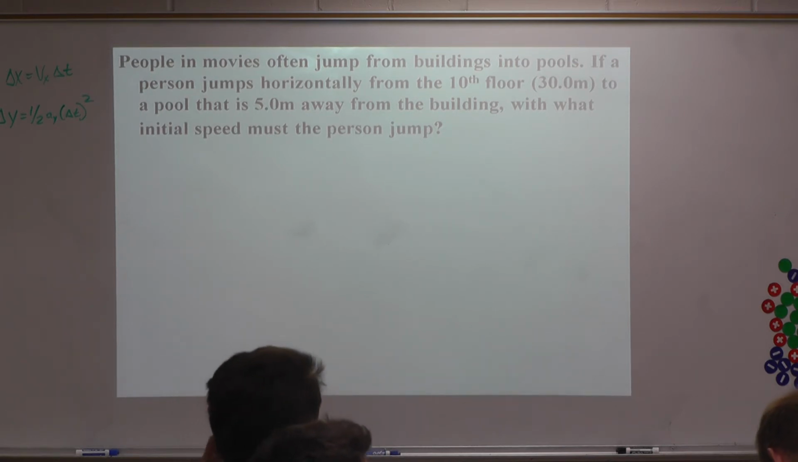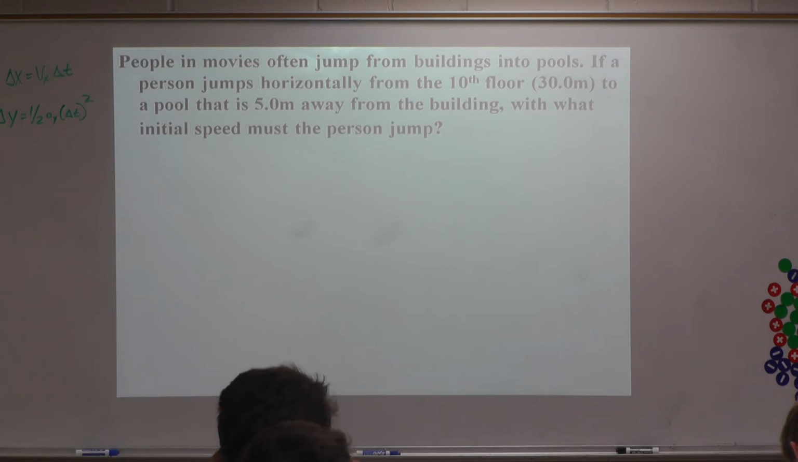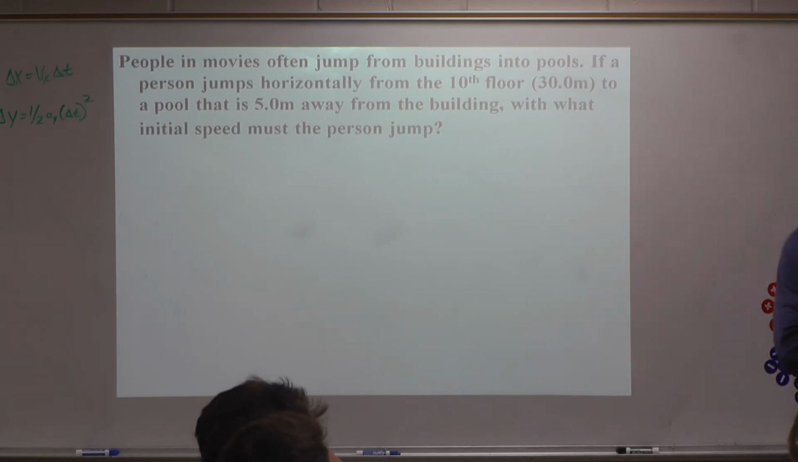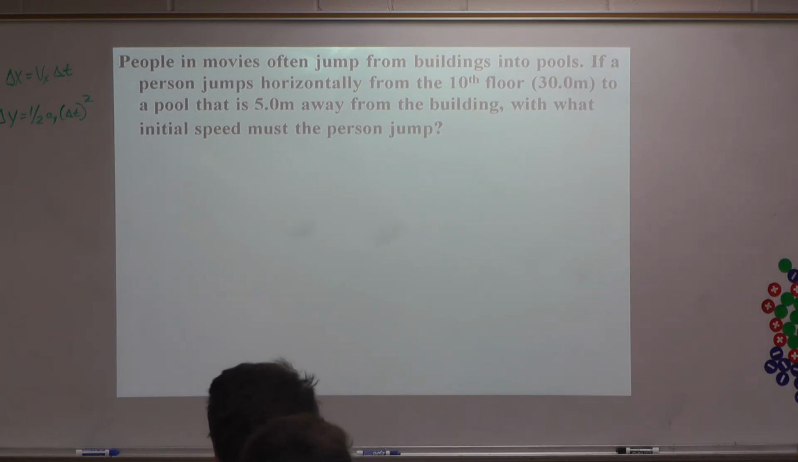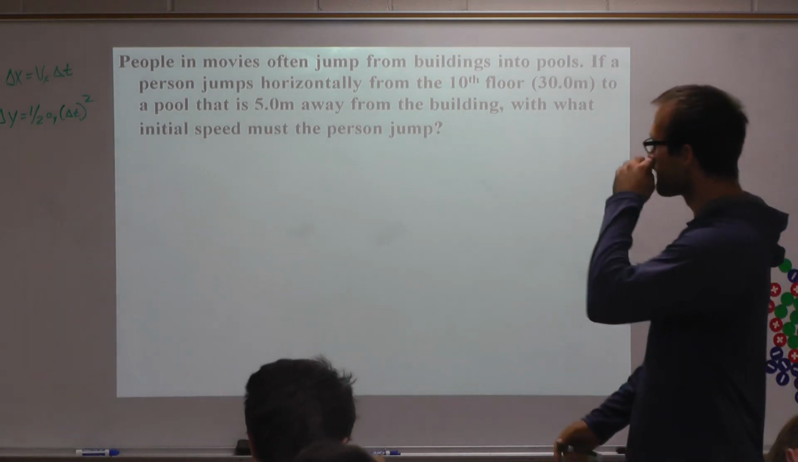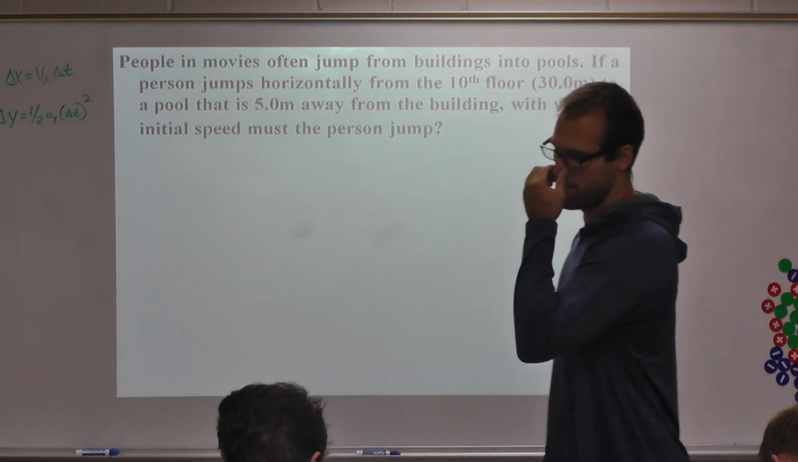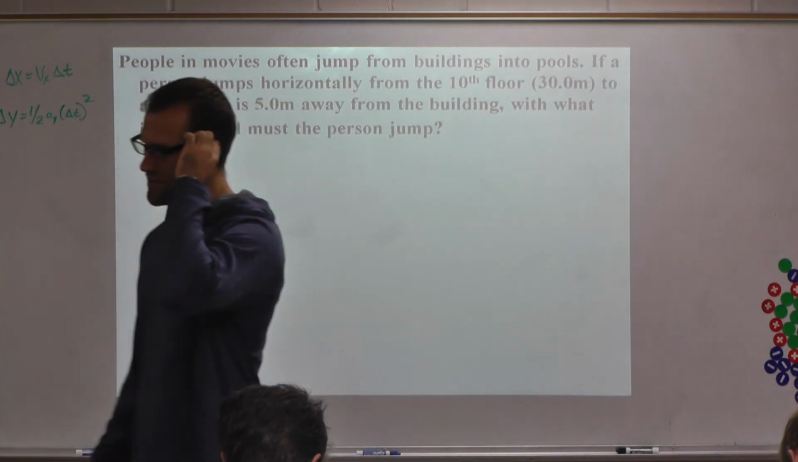Wait, so change in X. Context is important, isn't it? Everybody should understand what I'm trying to get at here. Vx is the change in the velocity. No, Vx is... it's asking for the initial speed. Is that Vi? Yeah, it's the same. Vi and Vx are the same.